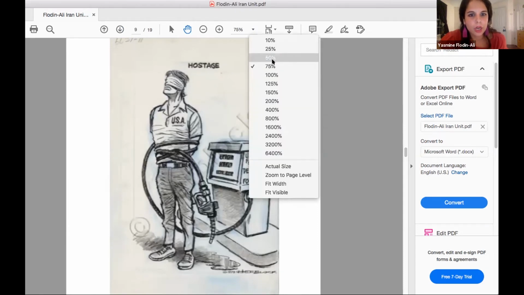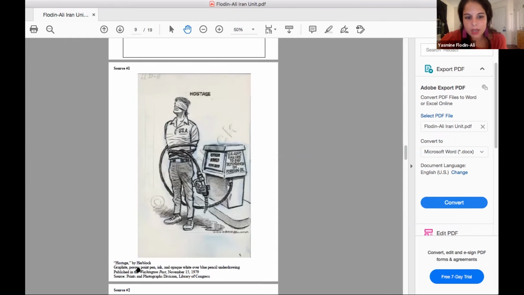We've got one here, it's called Hostage. It's by this guy named Herb Block, and was published in the Washington Post, November 15th, 1979. And I think we can start off by asking students to analyze this, right? So thinking about what is trying to be conveyed here.